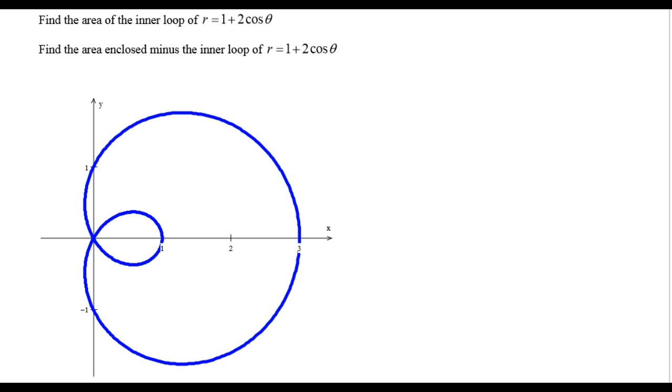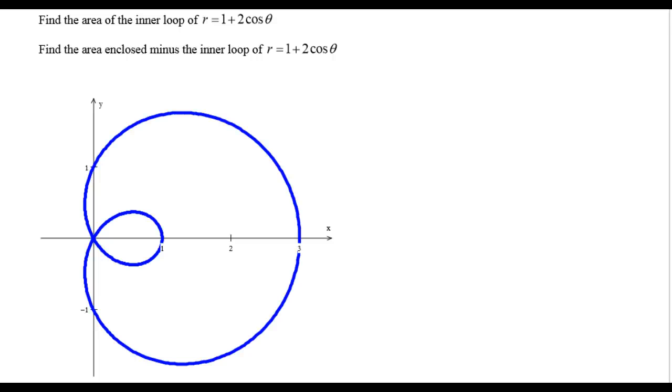Alright, now we move on to some different types of examples. We're going to first try to find the area of the inner loop of r equals 1 plus 2 cosine theta. So here's this graph of 1 plus 2 cosine theta. And the first thing we're going to try to do is find the area of just this little inner loop. And then we want to find the area enclosed minus the inner loop. So we want to find all of this area here and then subtract this little inside loop part. Both of these problems are dealing with this same equation, this same graph.